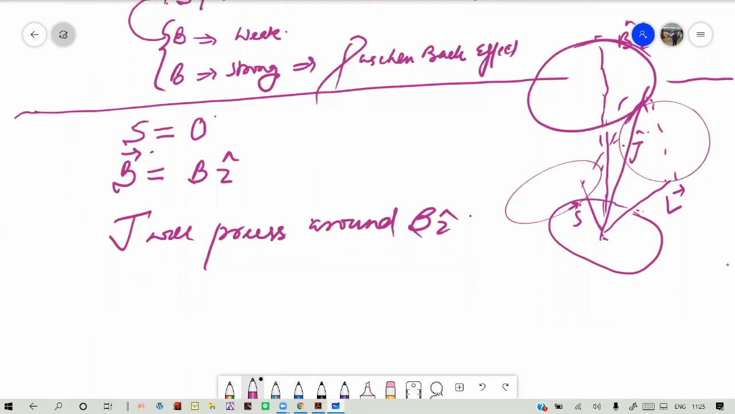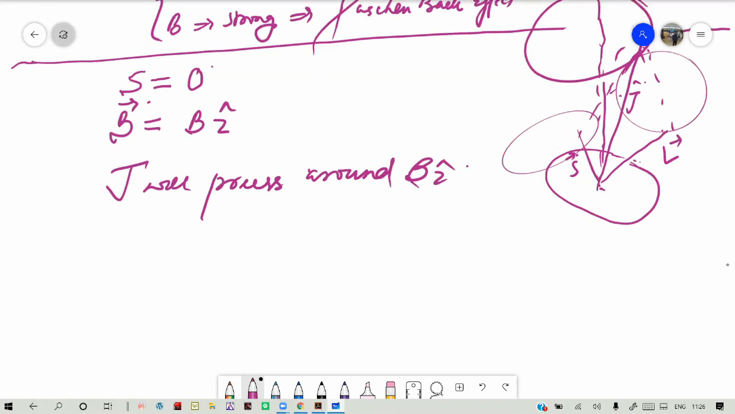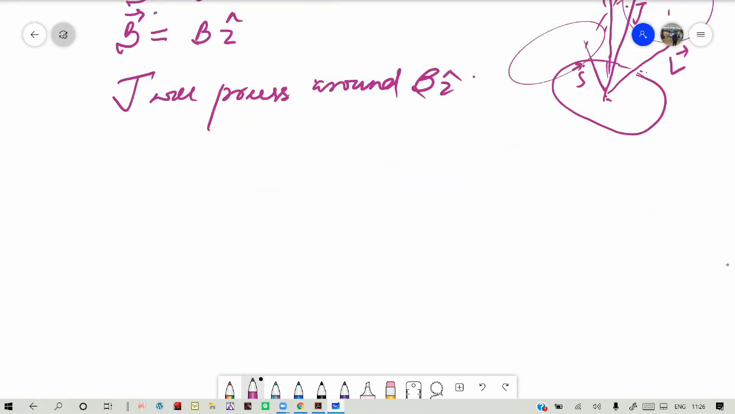This is called Larmor precession. When the total angular momentum vector precesses around the external magnetic field direction, that type of precession is called Larmor precession. So we assume that we are applying the magnetic field along the Z direction, and since there is an electronic charge, the charge Q can be represented by minus e.